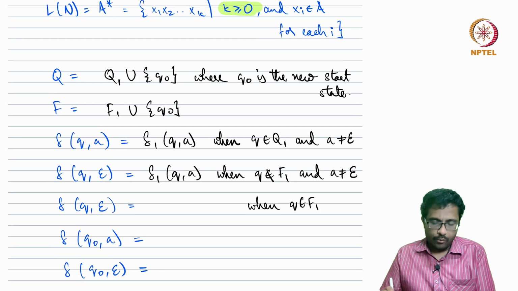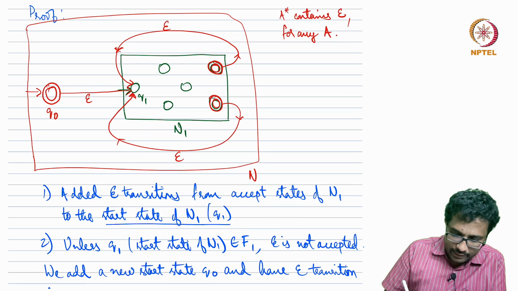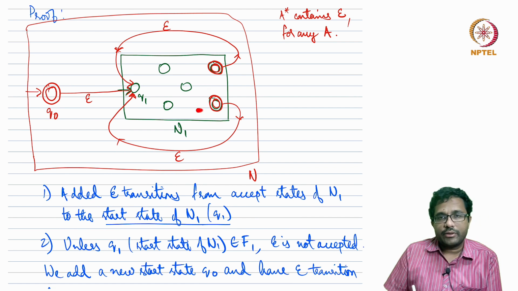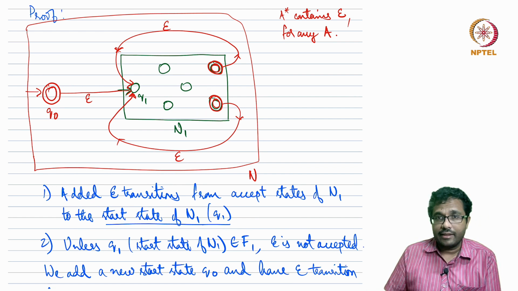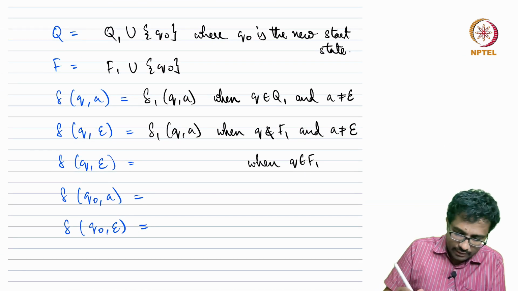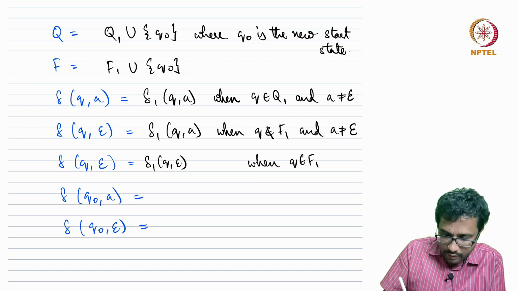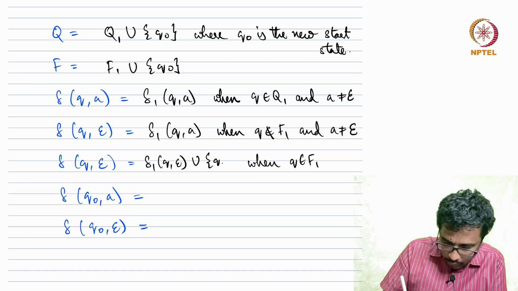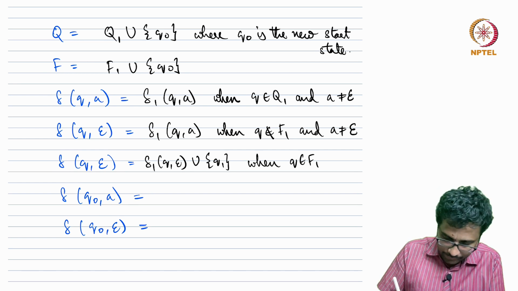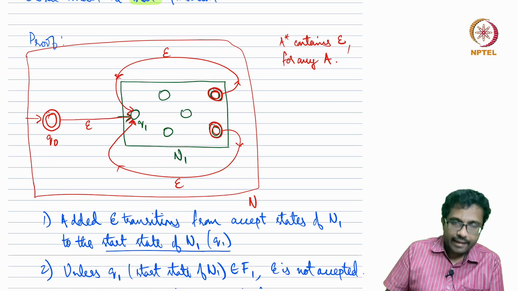So when Q is in F1, what is delta of Q comma epsilon? It is possible that from this accept state, there were already some epsilon transitions to some other states, right? So some other epsilon transitions may have existed. Now we are adding a new epsilon transition. So what we have to say is, whatever was already there, delta 1 of Q epsilon, union q1, where q1 is the old start state, right? And so this completes all the transitions of the existing states.